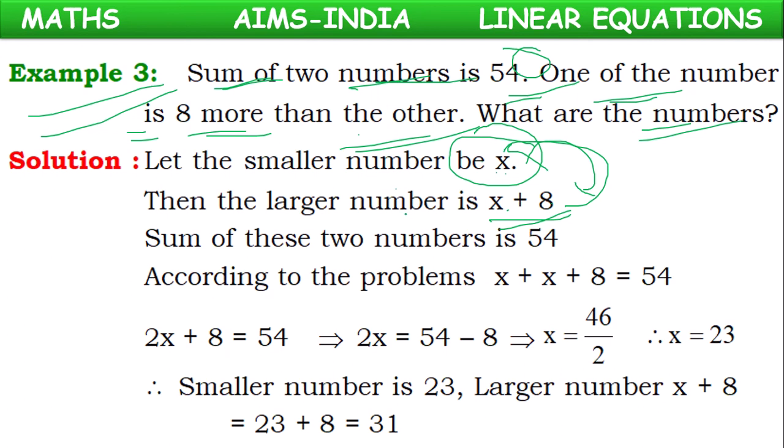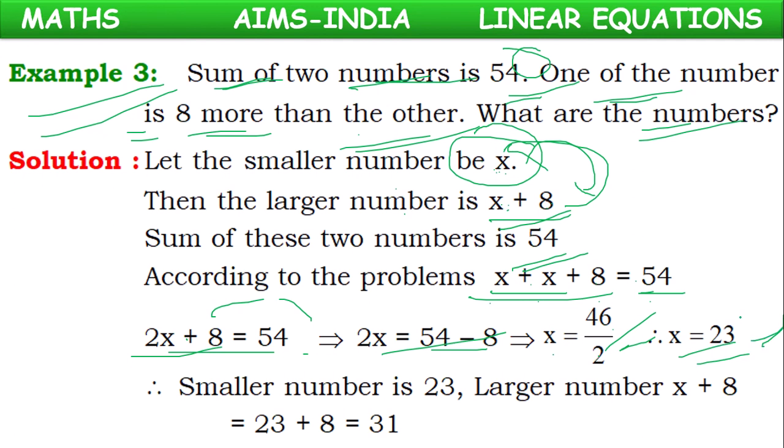But the sum of these two, sum of x and x plus 8, is 54. So x plus x plus 8 equal to 54. 2x plus 8 equal to 54. 2x equal to 54 minus 8. X equal to 46 by 2. X equal to 23. So the smaller number is 23, because the smaller number we assumed as x. The larger number is x plus 8. 23 plus 8 equals 31.